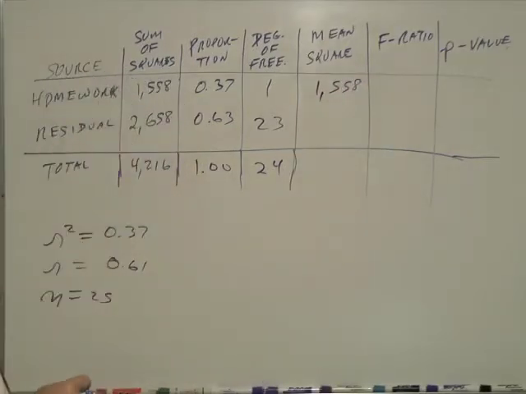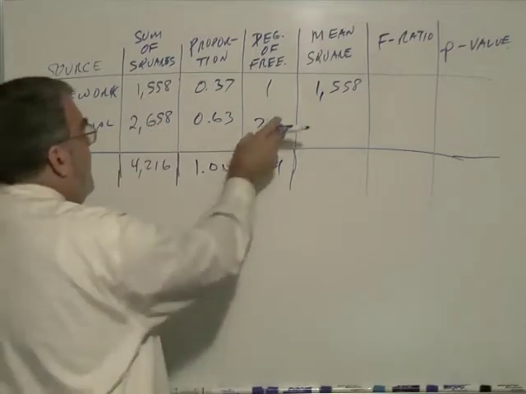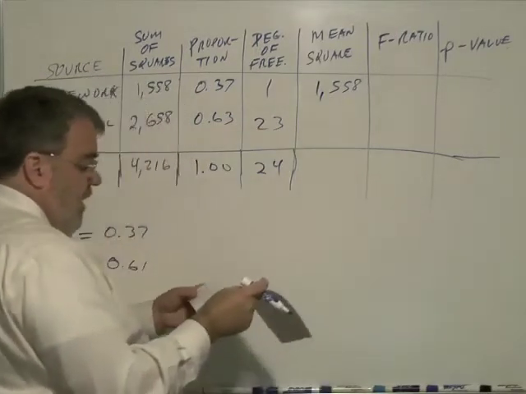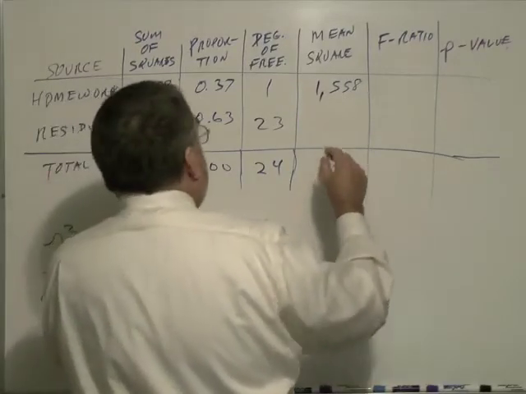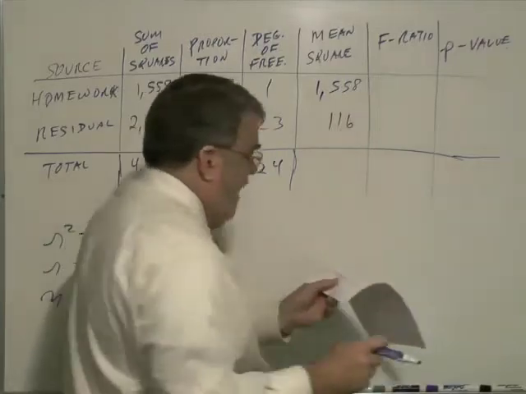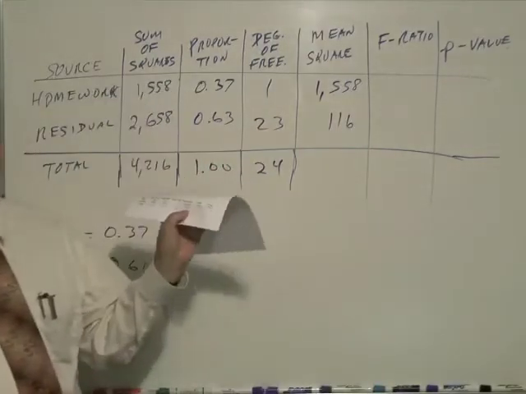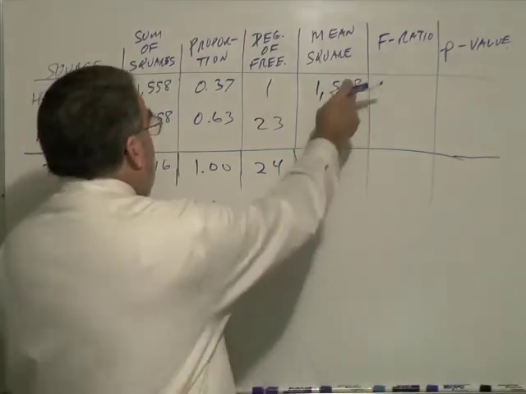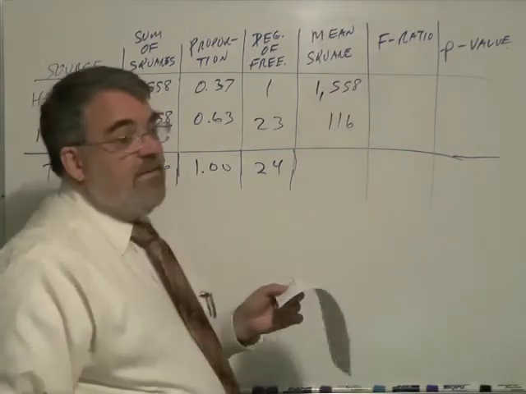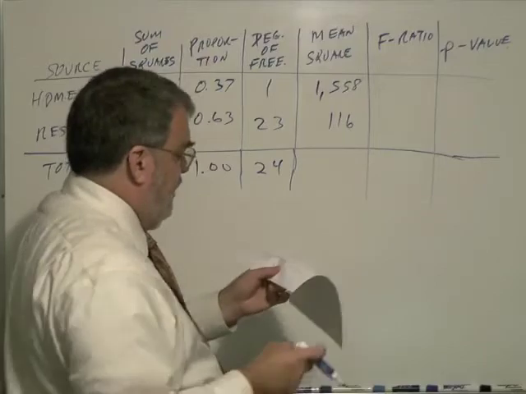1558 divided by 1. And then the second one will be this number, 2658 divided by 23. And that came out to be 116. Now on my page I've got these to 2 decimal places. And so 1558.29 and 115.56 is what I have on my page.